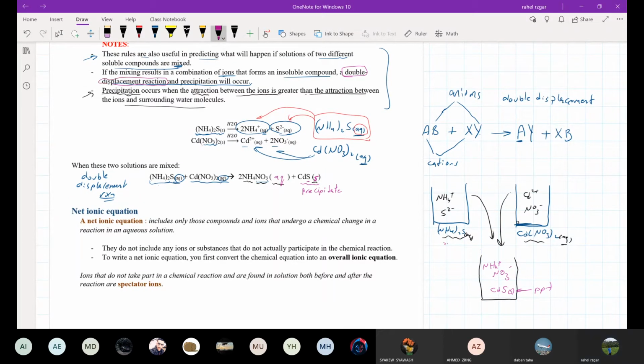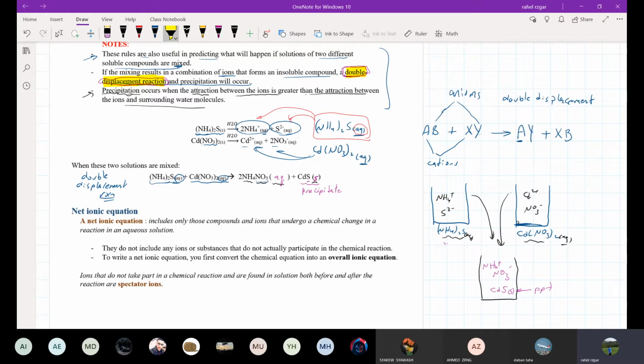Reaction. Please underline this part, double displacement reaction. Underline or highlight, like this. Double displacement reaction. Okay, so precipitation reactions occur as double displacement reactions.